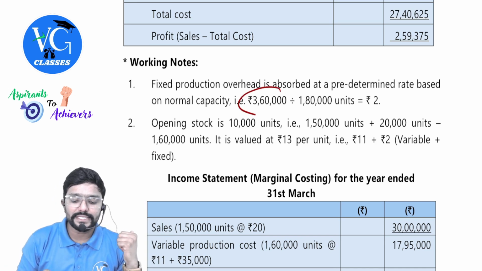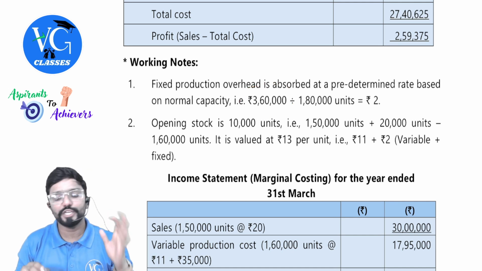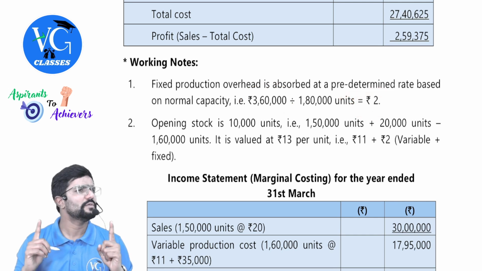So what is the fixed overhead, guys? 360 divided by 180. How much is the fixed manufacturing overhead per unit? 2 rupees. Hope you understood it.